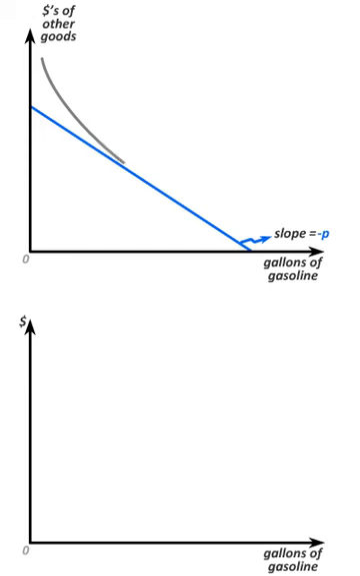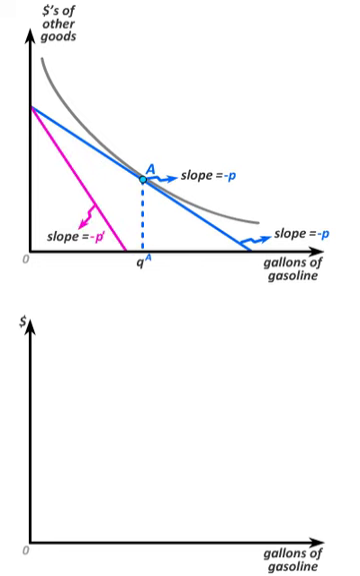As in the previous graph, we begin with your optimal bundle A that occurs at a gasoline consumption of QA gallons of gasoline, where the indifference curve is tangent to the budget constraint. Now, instead of focusing on the single indifference curve that passes through bundle A, as we did in graph 10.1, let's pretend we're just deriving this consumer's demand curve. Suppose, for instance, that the price of gasoline goes up to P prime.